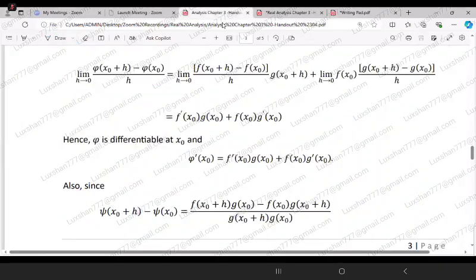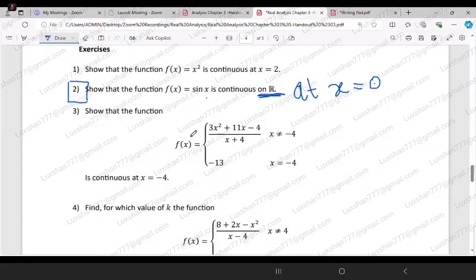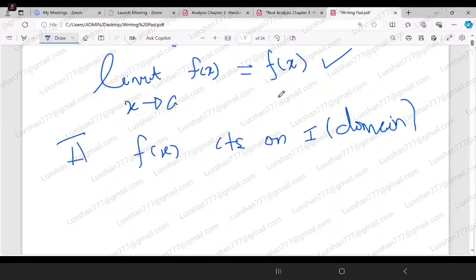In the last class we proved that sin x is continuous at x equals 0. But the question here is that we want to prove the function is continuous on R. So what we have done is correct, but the question is now on R. Now we'll work out that one, and we'll move to our next handout.